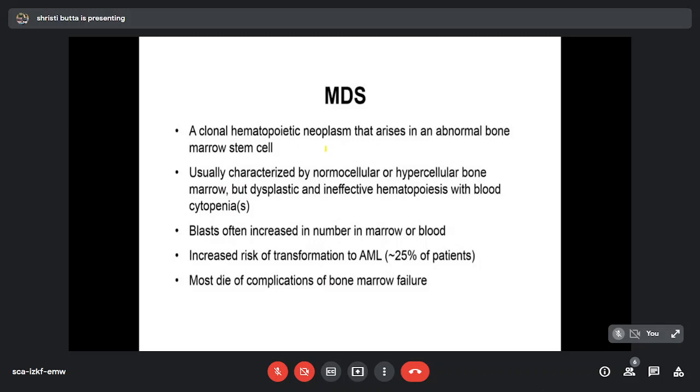It's a clonal hematopoietic neoplasm that arises in an abnormal bone marrow stem cell. It is usually characterized by normocellular or hypercellular marrow, but dysplasia is very important. Morphology is abnormal, and ineffective hematopoiesis with blood cytopenia is characteristically seen. Blasts are often increased in number in blood and bone marrow.